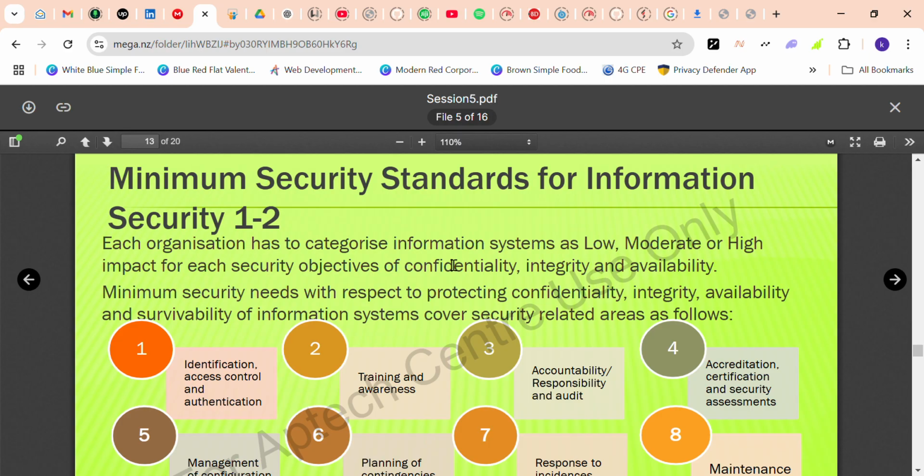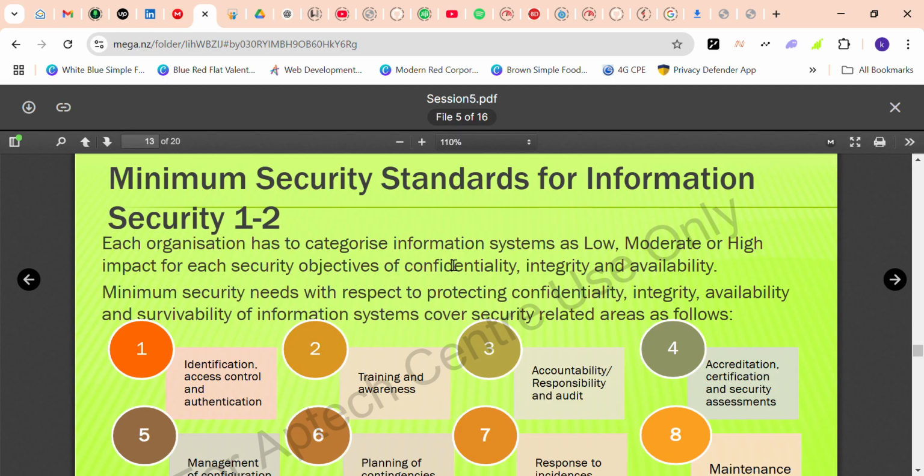So, number one, identification, access control, and authentication must also be implemented. Identification is identifying people that want to have access to this system. There are specific people that are given access to this sort of information, and a set of people that are allowed to modify it. That's identification and access control.